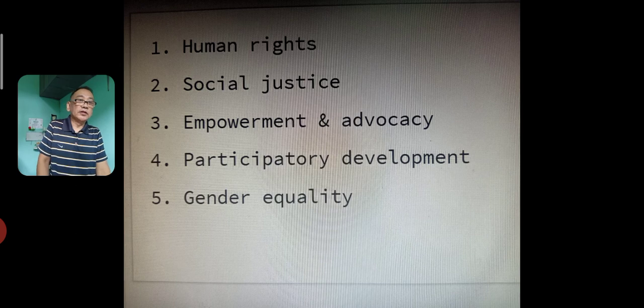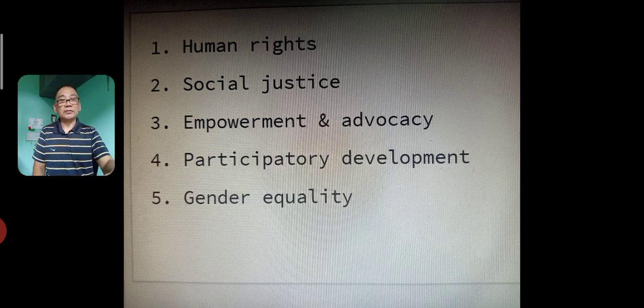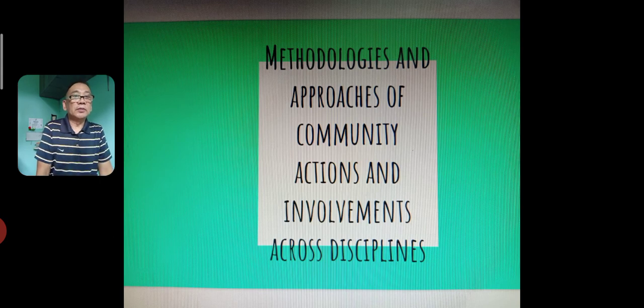Then, participatory development. How will you exercise or be involved in that area? Sino gagawa niyan? What is our participation? And lastly, gender equality. Ito yung mga pag-aaralan din natin, yung mga pantay-pantay dapat yung lahat ng genders. Bakla, tomboy, everyone. Okay, now let's go to the methodologies and approaches of community actions and involvements across disciplines.